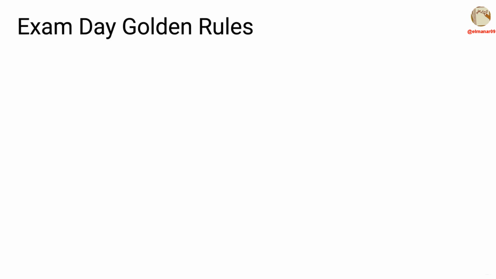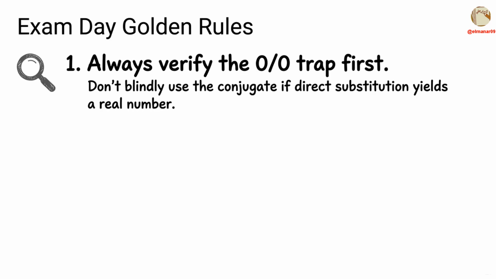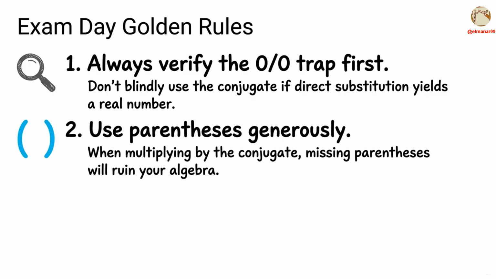Finally, here are your exam day golden rules to keep you calm and confident. 1. Always verify the 0/0 trap first. Don't jump into the conjugate method if direct substitution already gives you a real number. Only use the key if the door is locked. 2. Use parentheses generously. Algebra errors often happen when you multiply by the conjugate and forget to wrap expressions in parentheses. They keep your work clean and accurate.